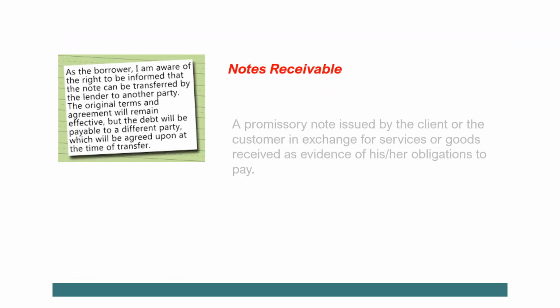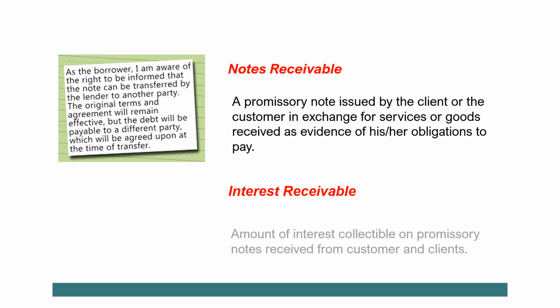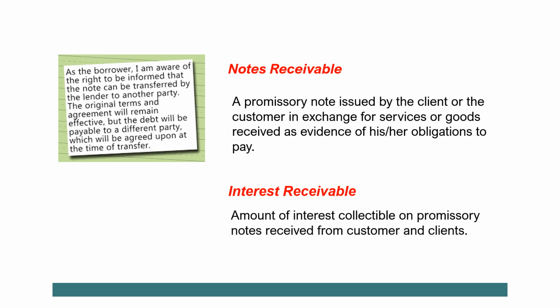Next is notes receivable. What if the receivable was evidenced by a promissory note? Notes receivable is a promissory note issued by the client or the customer in exchange for services or goods received as evidence of his or her obligation to pay. Then how about interest receivable? It is the amount of interest collectible on promissory notes received from customers and clients. So this is in addition to your notes receivable.